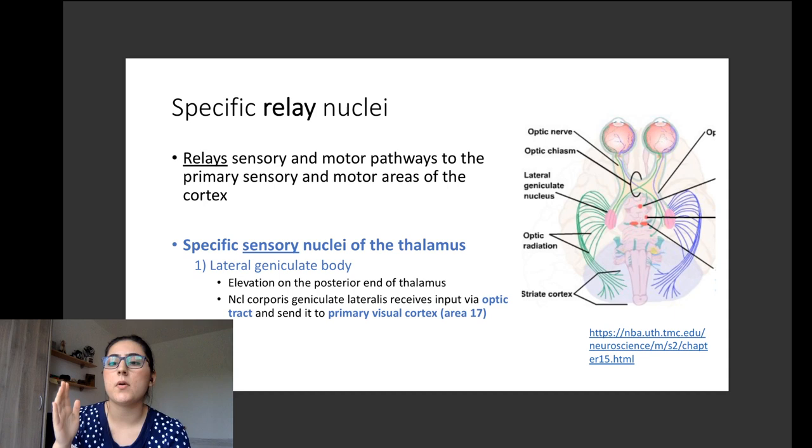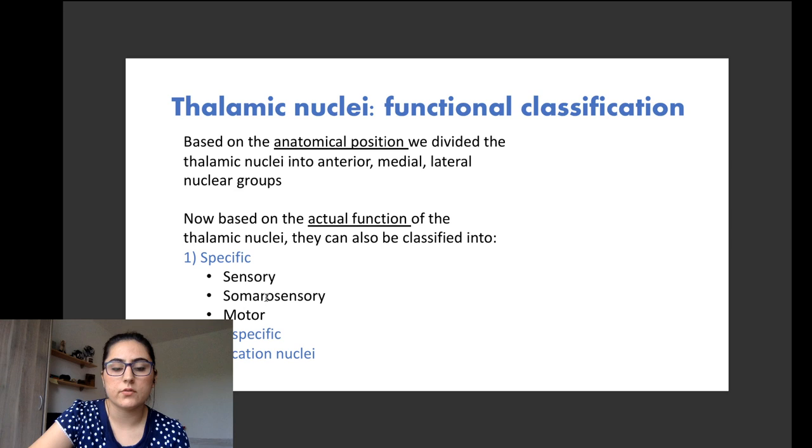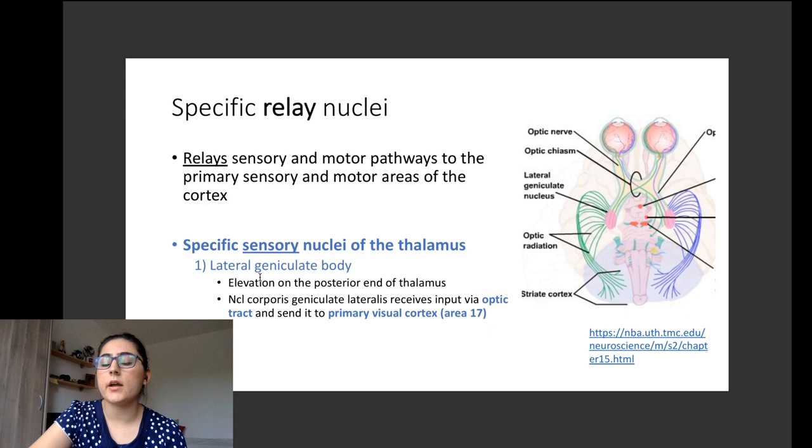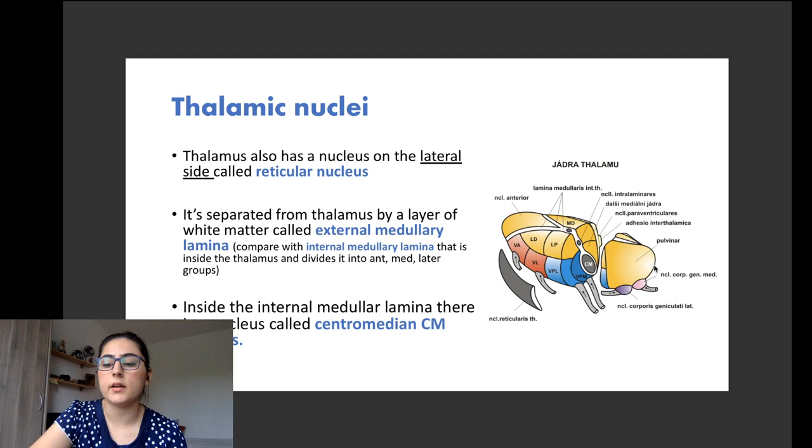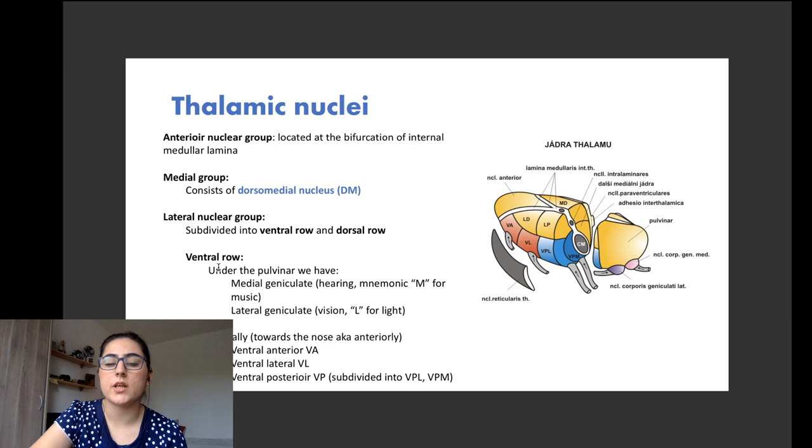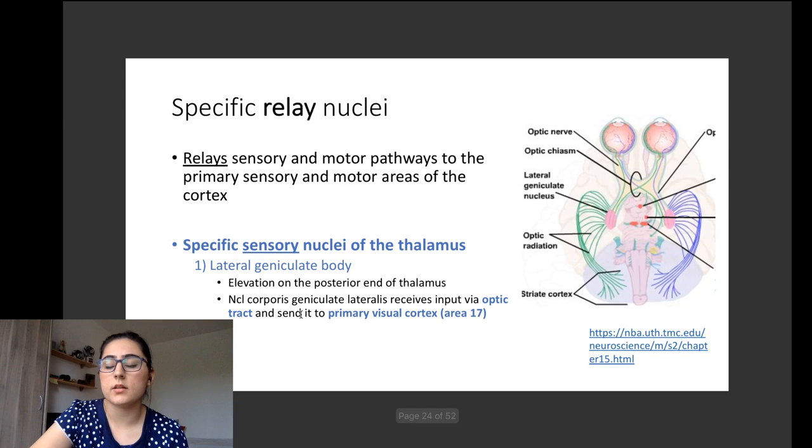What is it? My specific relay nuclei, like I said, we have sensory, somatosensory, sorry for the typo, and motor. So we're going to talk about sensory and motor. First, we're going to talk about the sensory, guys. Remember, I told you about the lateral genicular body over here. I spoke about it here for you, here and here. On the slide this year, I told you that this is extremely important, right? Let's talk about it. Why is it important in terms of function?